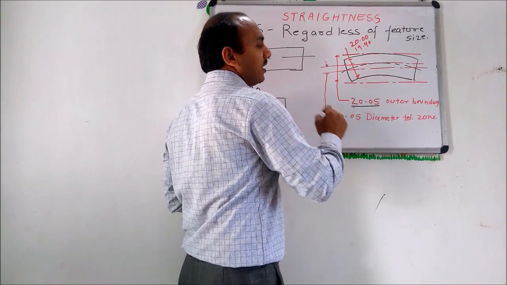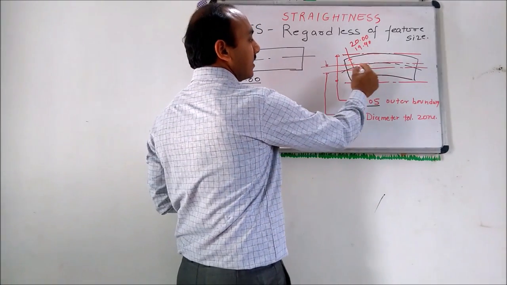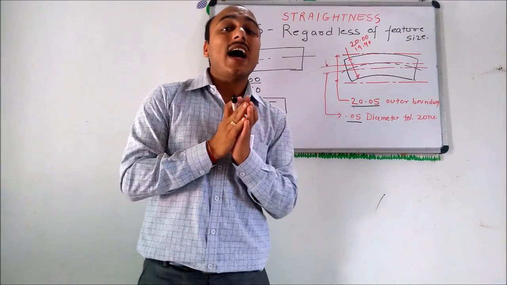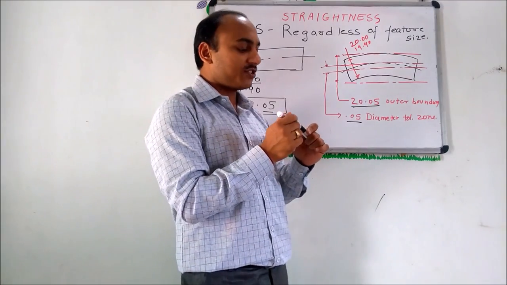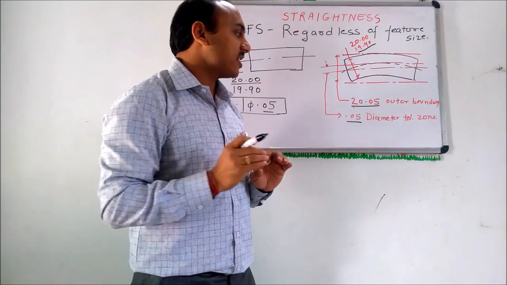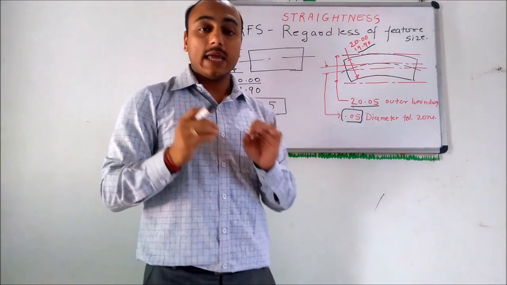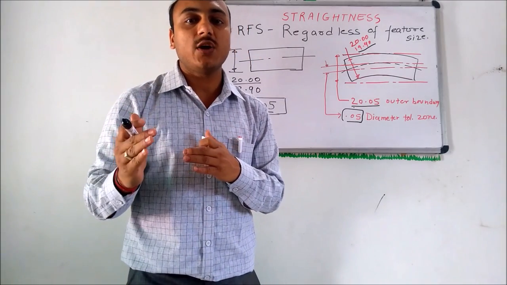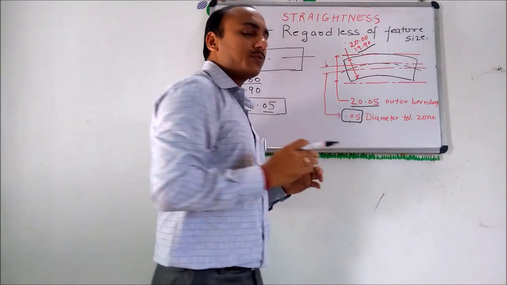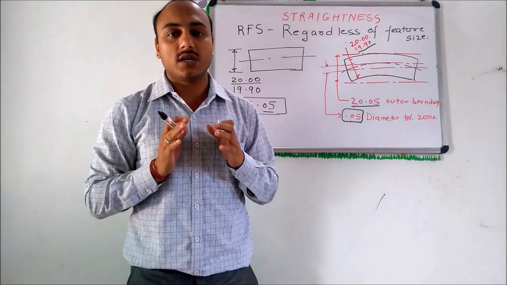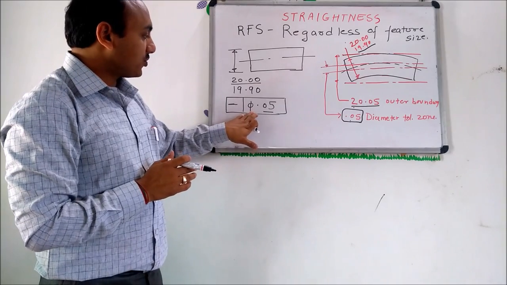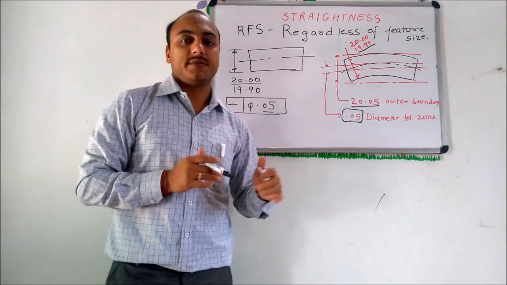So what would be the tolerance zone for its axis? It should remain within a 0.05 diameter. So this is regardless of feature size. Suppose the component is manufactured at 19.90. Then also, the tolerance of straightness will be 0.05. So if the component is manufactured in its worst scenario, that is at MMC, that is 20, then also this 0.05 tolerance of straightness will be available. So that is how defining the straightness tolerance on the dimension works.